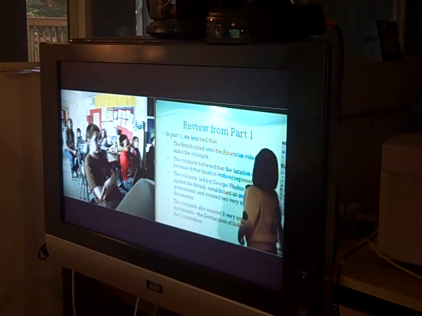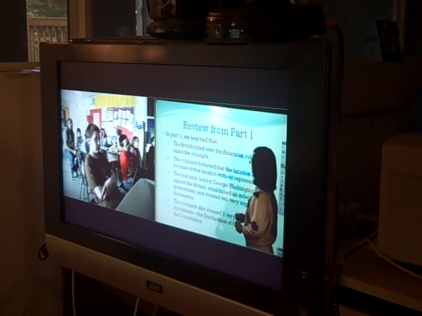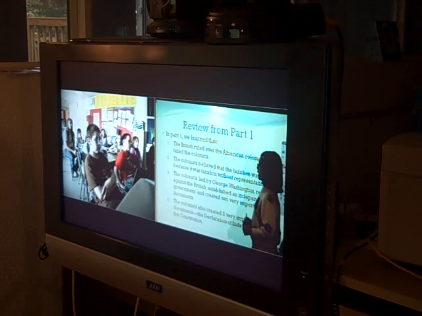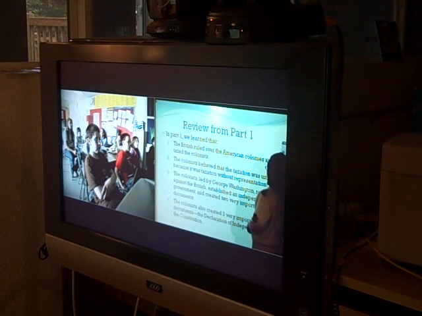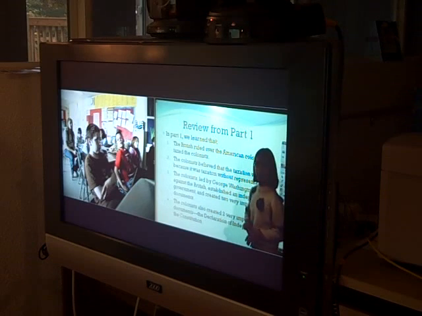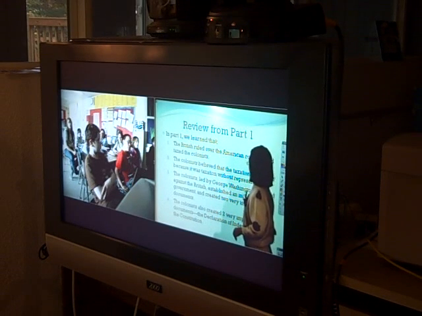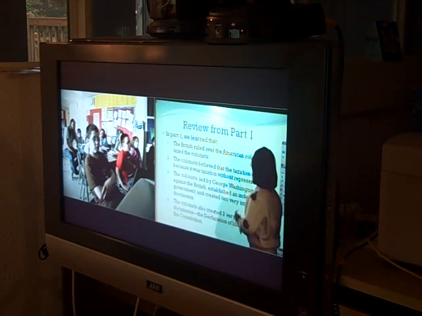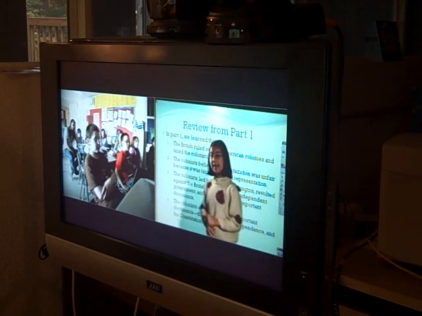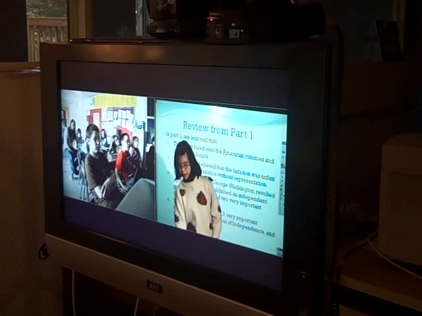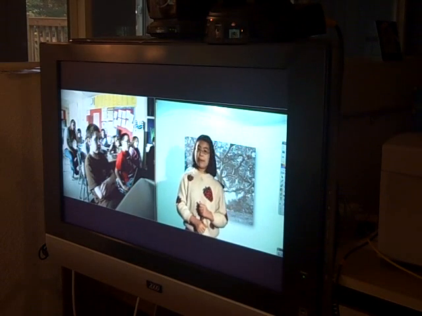In part 1, we learned that the British ruled over the American colonies and taxed the colonists. The colonists believed that the taxation was unfair because it was taxation without representation. So the colonists, led by George Washington, revolted or rebelled against the British, established an independent government, and created 2 very important documents. These documents were the Declaration of Independence and the Constitution. Okay, so that's what we learned in part 1. And now on to the presentation.